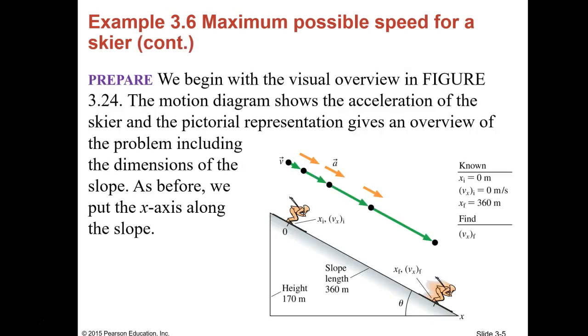So when we look at this, we have to set up a problem here. We know that they're speeding up as they go down the hill. We know the slope length is 360 meters. We know the height is 170. Because we know the slope and the height, we can figure out this angle of elevation. And if we know the angle of elevation, then we can figure out the acceleration rate. Then we can figure out v final using the kinematics equations because our acceleration is constant.